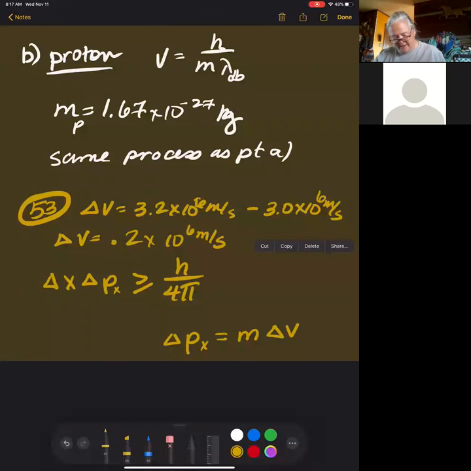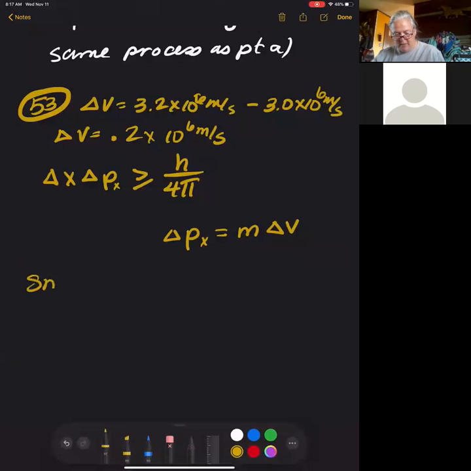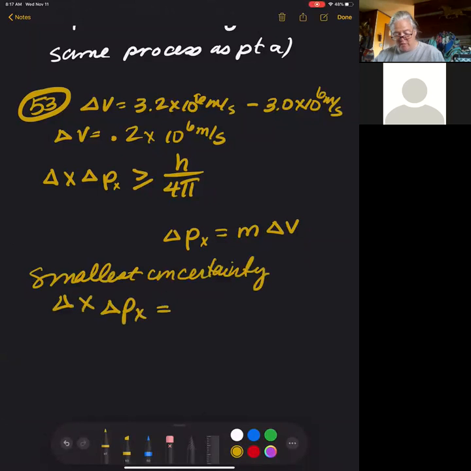So I want to find the uncertainty in the position. So the smallest possible uncertainty in the position is when this equation is equal. So for the smallest uncertainty, it's when the variation in x times the variation in momentum is equal to h over 4 pi. Because if you'll notice this equation, it says greater than or equal to. So it's when that's equal that we have the smallest uncertainty.